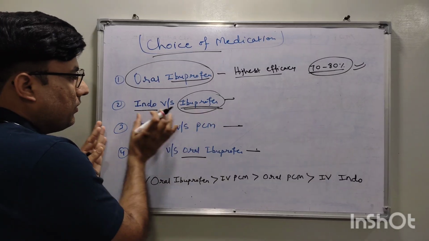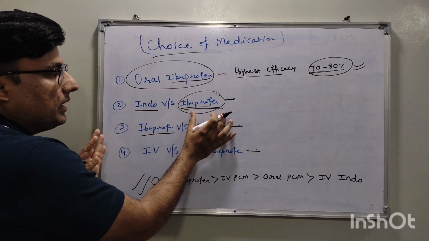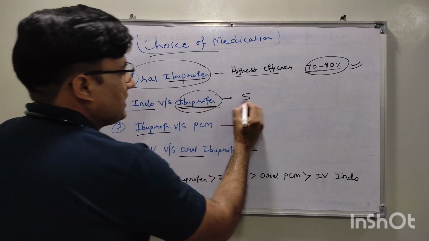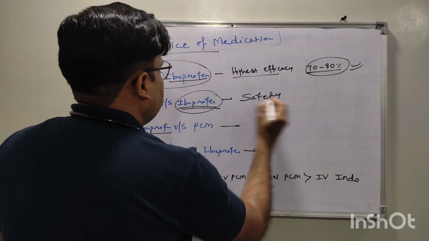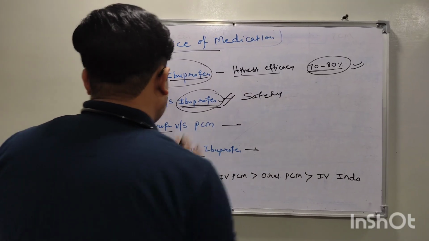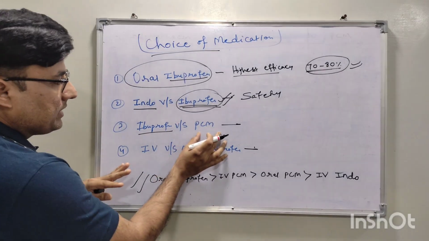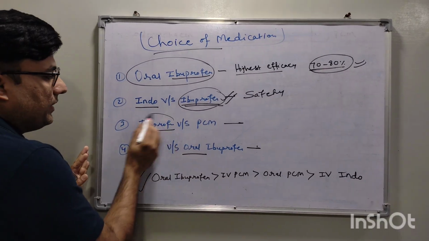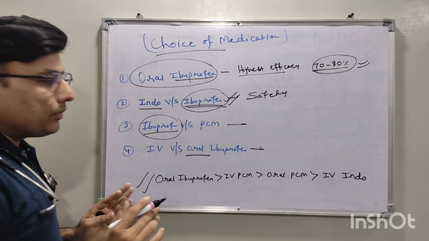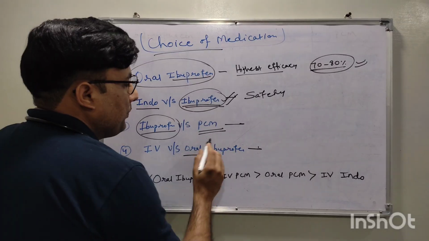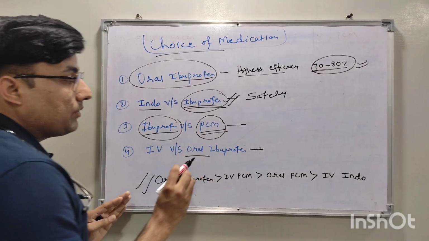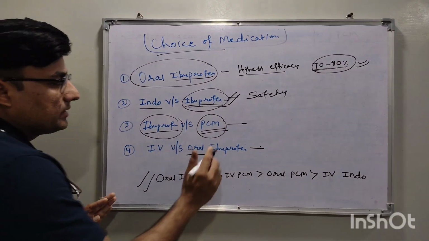Efficacy is similar between IV indomethacin and ibuprofen, but because of the safety profile, we should prefer oral ibuprofen. Then coming to oral ibuprofen versus paracetamol, in that also efficacy is slightly more with oral ibuprofen, but the safety profile is better with paracetamol. It has lesser side effects.